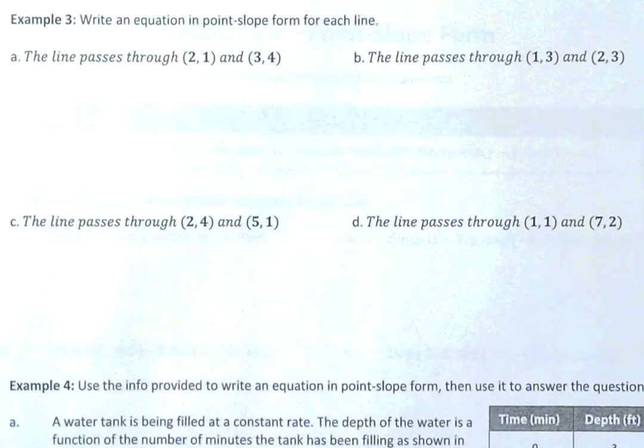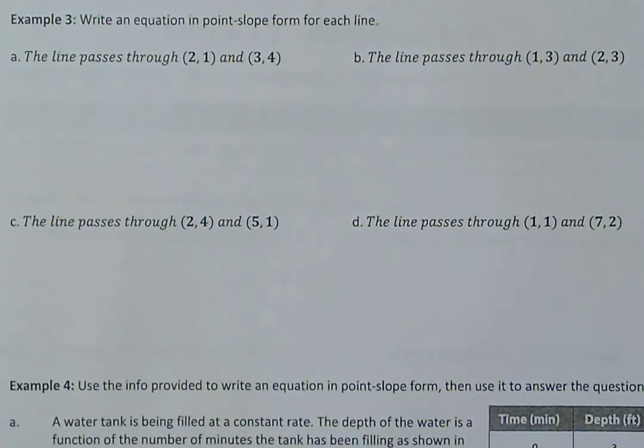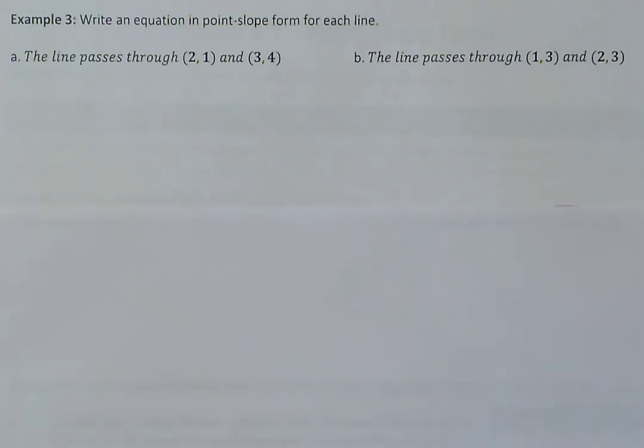Now, example 3 is going to have us go through again and write an equation in point slope form for each line. Now, the difference with example 3 versus example 1 is that for example 3, they don't tell us our slope. They just tell us 2 points.